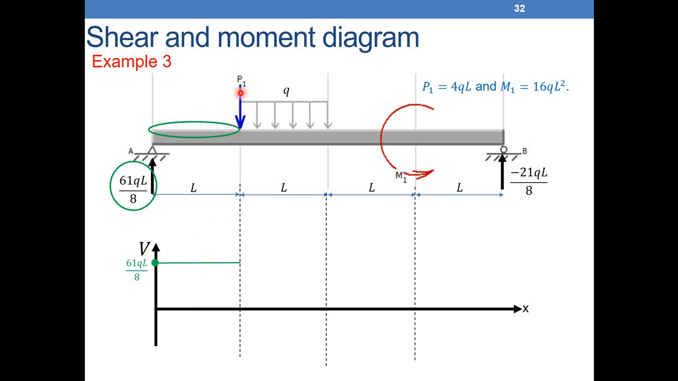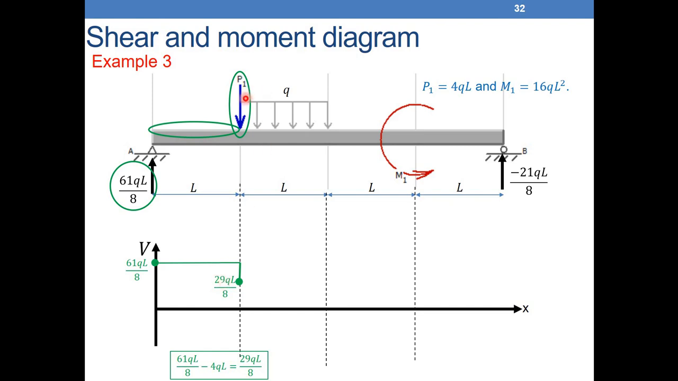We have a force P1 going downwards. What does this mean? I need to go down by the value of P1, by 4 QL. So 61 QL over 8 minus 4 QL gives me 29 QL over 8. So I have a small jump here. Normally the shear is continuous unless I have an external point force. If this force was going up, I would need to go up by 4 QL. Here I went down to 29 QL over 8.